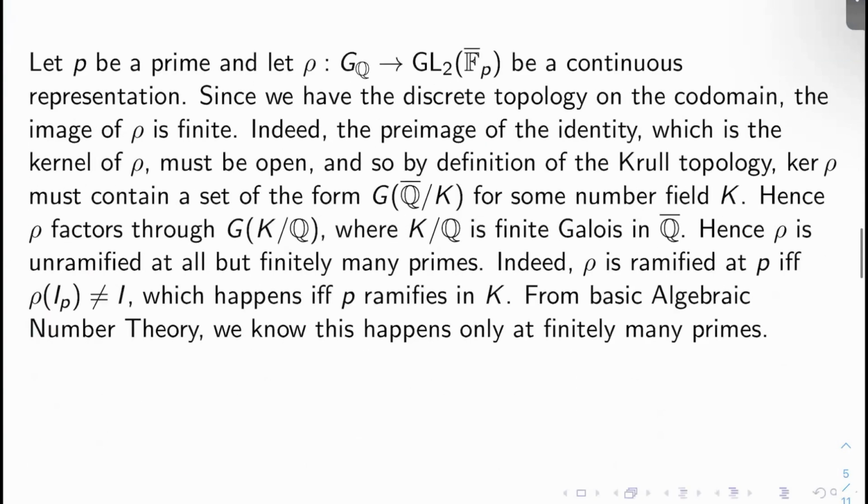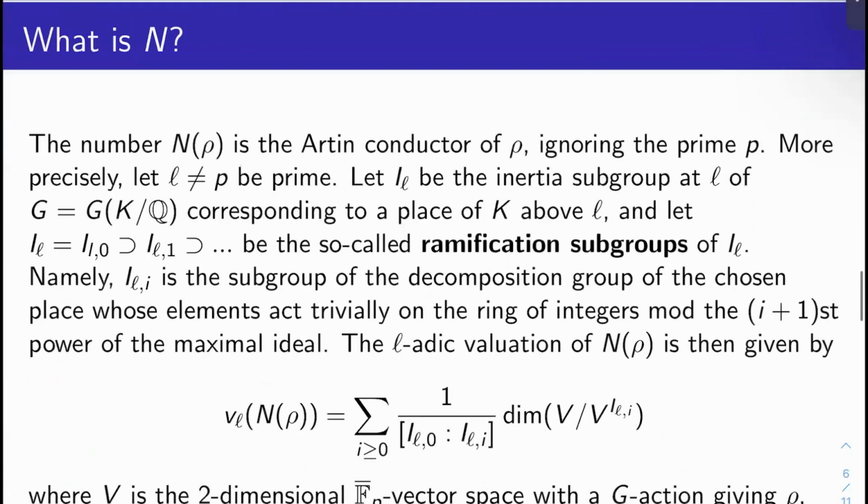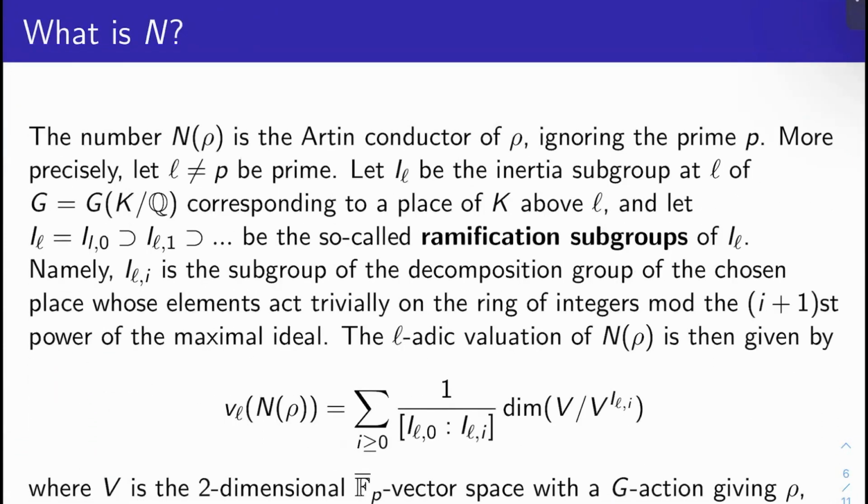Okay. So what is N? Well, the number N of rho is the Artin conductor of rho, ignoring the prime p. So what do I mean by this? Well, let l not equal to p be prime. Let I sub l be the inertia group at l of the Galois group of K over Q, which I'll call G, corresponding to some place of K above l, where K is as above.